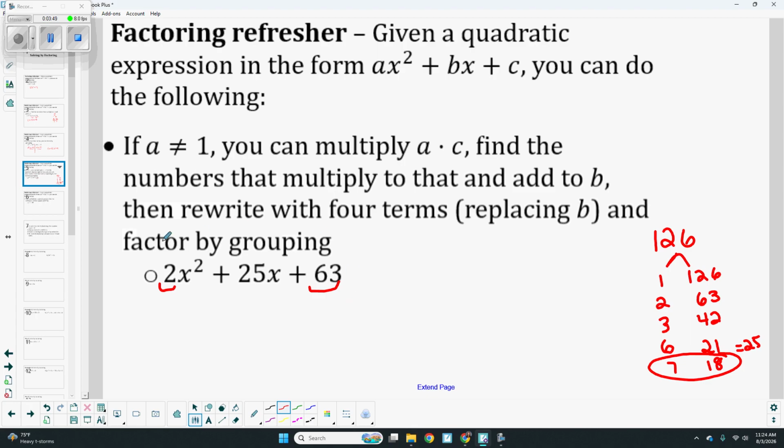What we're going to do is rewrite this now with 4 terms, and we're going to replace the b with the 7 and the 18, right? 7x plus 18x is 25x. So I'm going to replace this here. It doesn't matter which one you put first, but if you know it's going to be easier to find a common factor with the 2 and the 18, you can put the 18 first before the 7, whatever makes most sense to you.